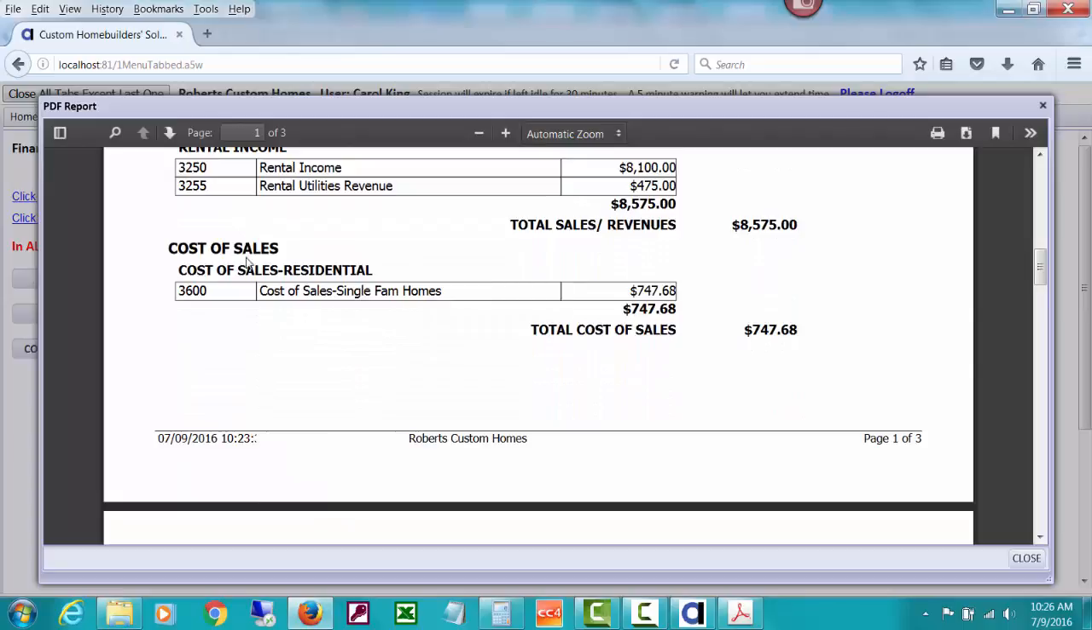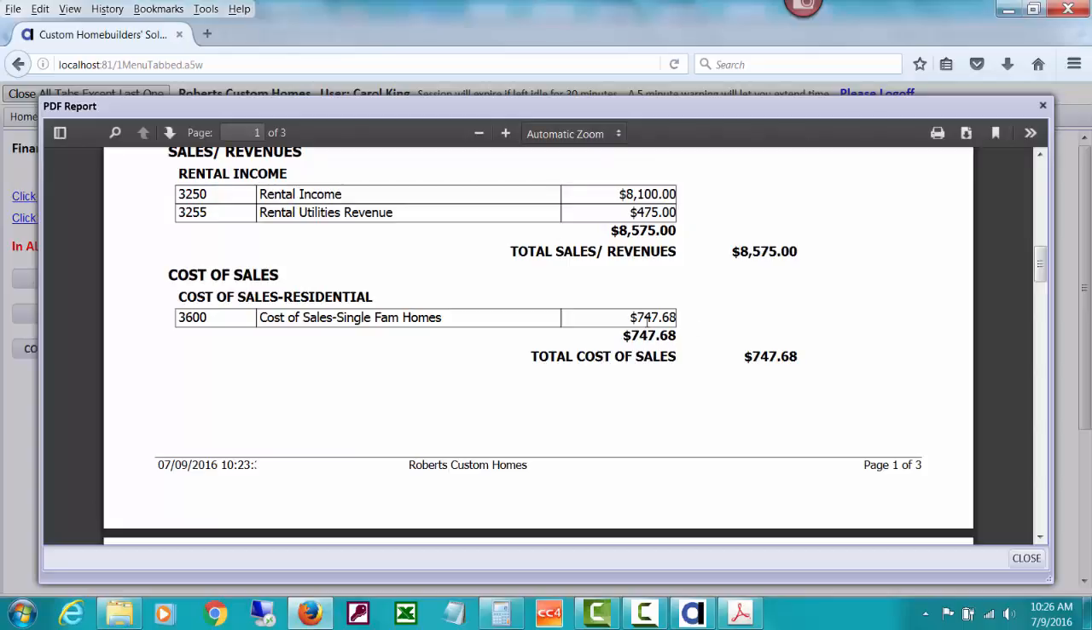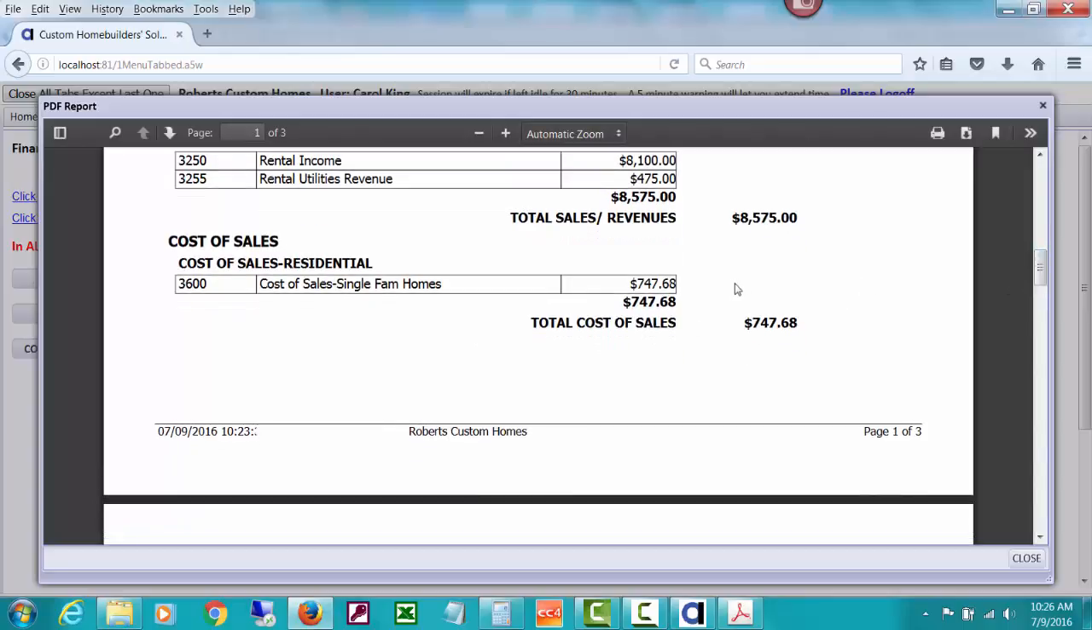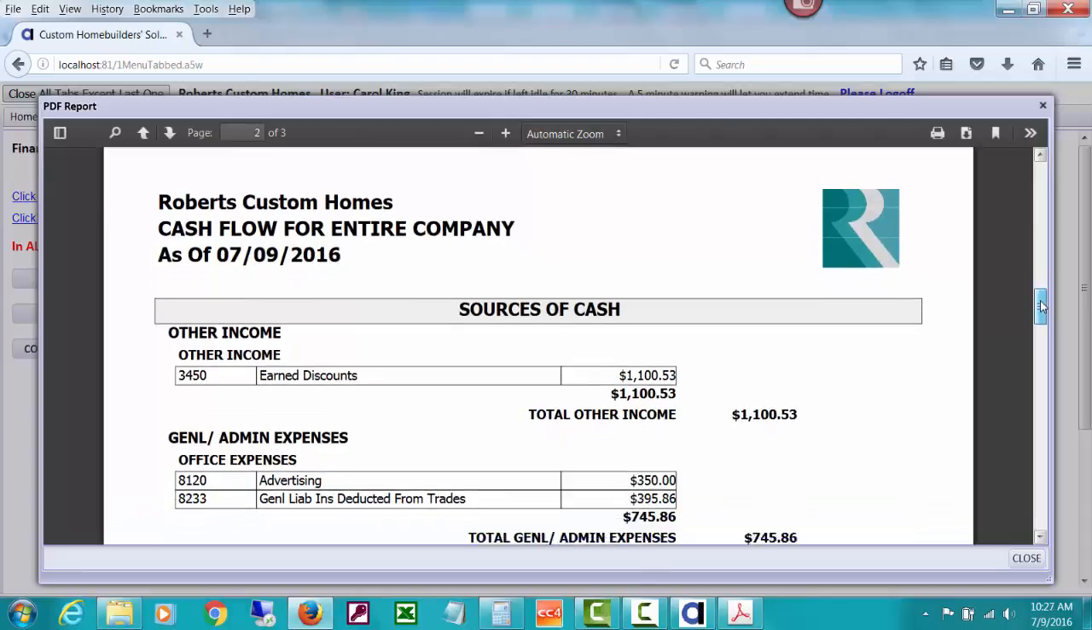And cost of sales is showing up here, which is usually a debit balance account, but this is a credit balance because we haven't closed anything to cost of sales this year, which is an income statement account. We just actually voided a couple of checks and caused it to have a credit balance for right now. We haven't posted any house closings this year.